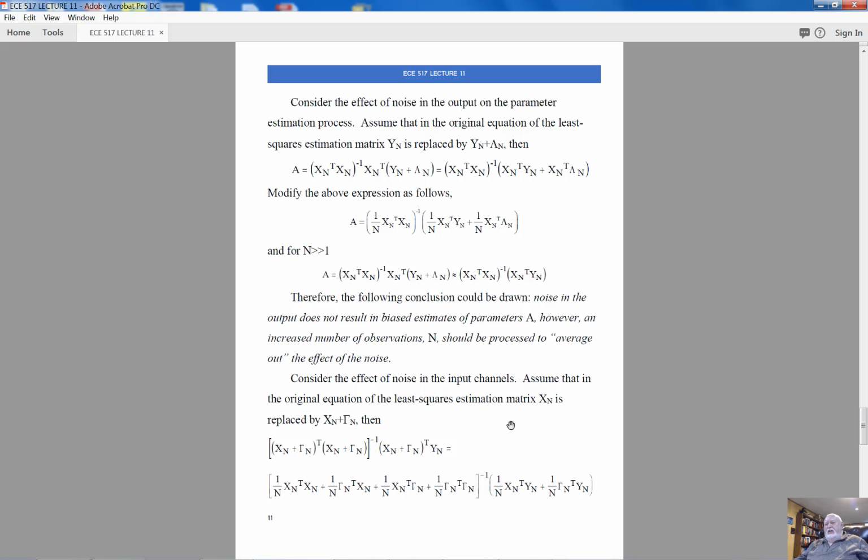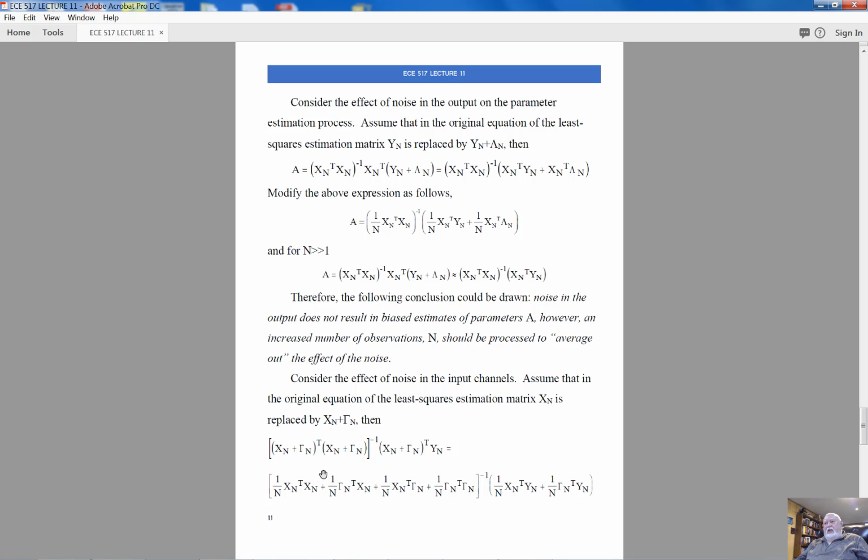And now we can consider the effect of noise in the input channels of the process. So let's assume that noise is additive noise, and because of this, instead of xn array that contains all measurements of all input variables, we have xn plus gamma n, capital Gamma. And this capital Gamma represents components of noise at any time in every input channel. So this is what we have instead of xn.